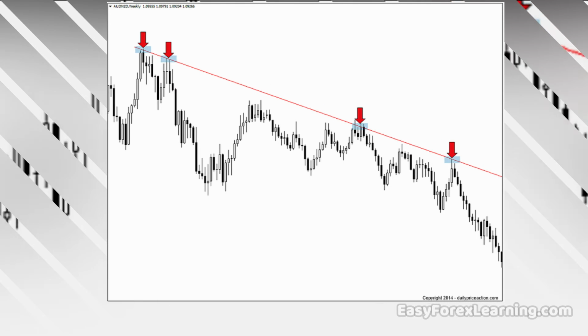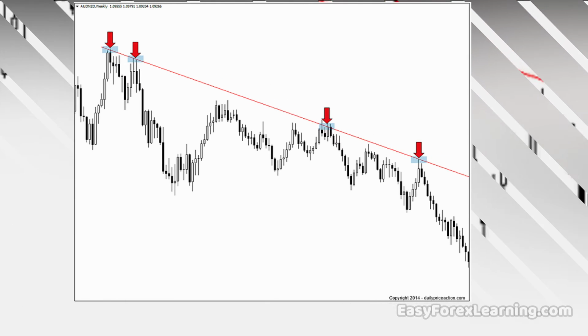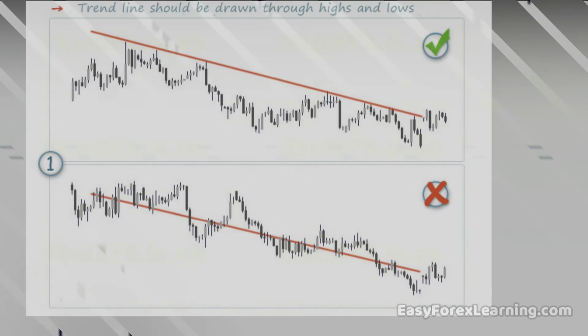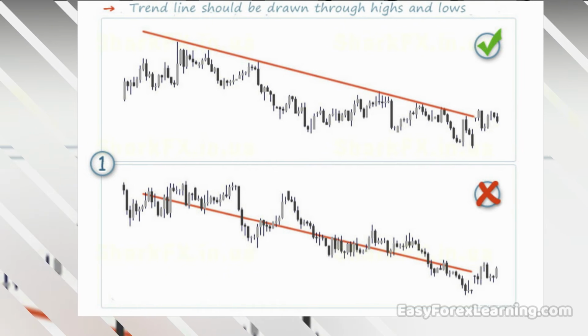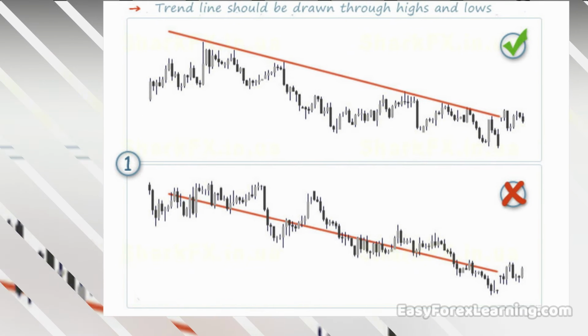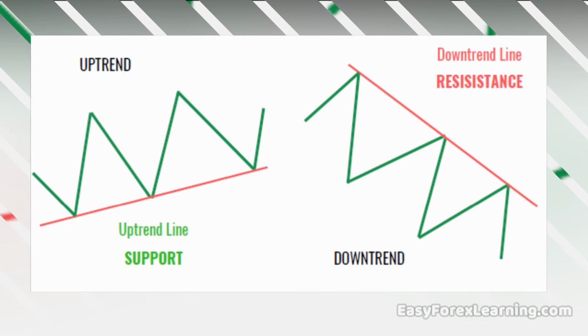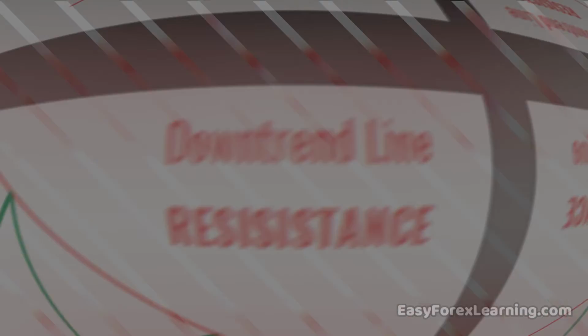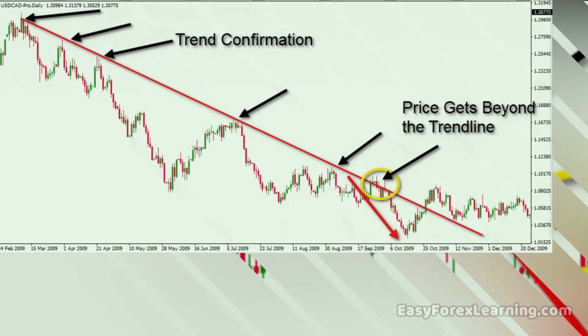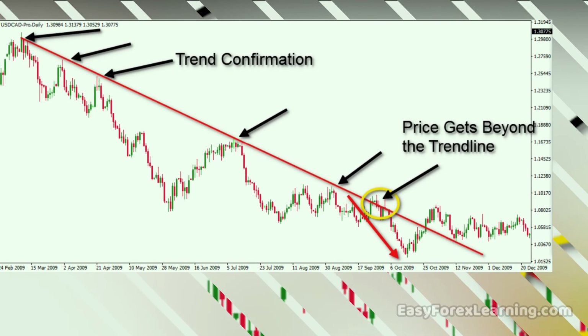It takes at least two tops or bottoms to draw a valid trend line, but it takes three to confirm a trend line. The steeper the trend line you draw, the less reliable it is going to be, and the more likely it will break. Like horizontal support and resistance levels, trend lines become stronger the more times they are tested.